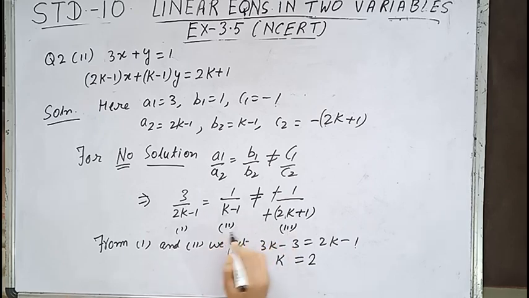Now if you solve this one, we will be getting the value of k not equals to something. But the question is asking for what value of k the given system of equation have no solution. So I think this one is sufficient and hence the solution is complete.